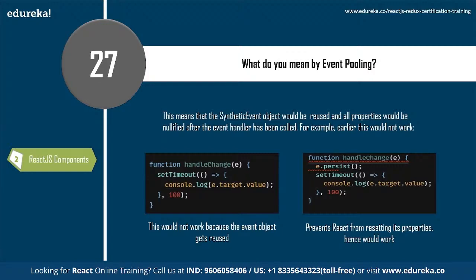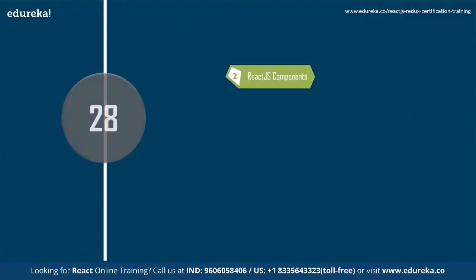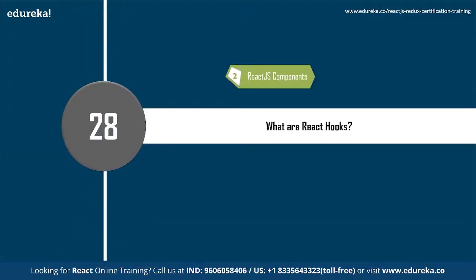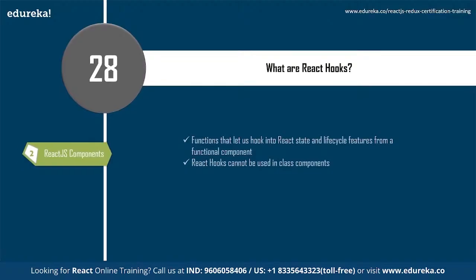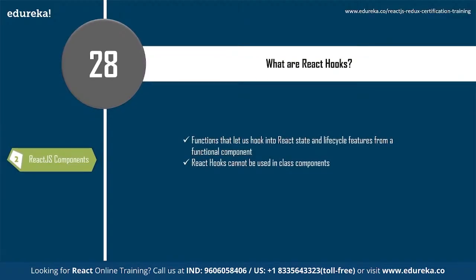But this is the case before React 17. Now event pooling is not supported by React. Now moving to the next question, what are React hooks? So React hooks are functions that let us hook into React state and lifecycle features from a functional component.